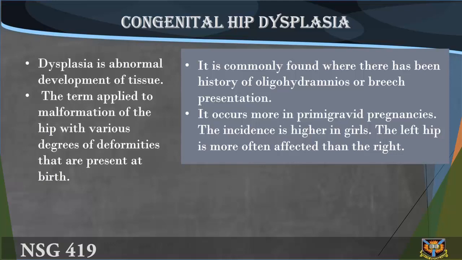Congenital hip dysplasia. Dysplasia is abnormal development of tissue. The term applies to malformation of the hip with various degrees of deformity that are present at birth. It is commonly found where there has been history of oligohydramnios or breech presentation. It occurs more in primigravid pregnancies. The incidence is higher in girls. The left hip is more often affected than the right.